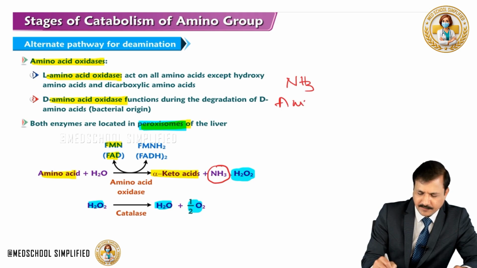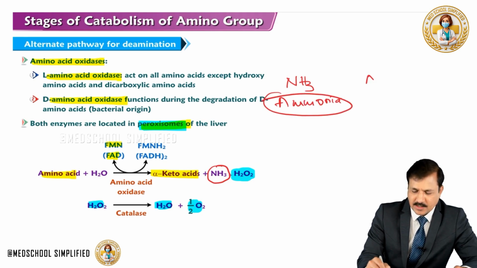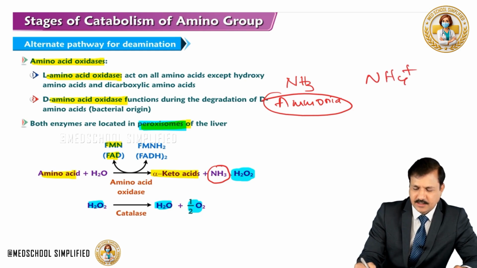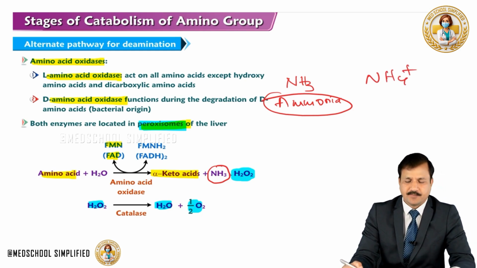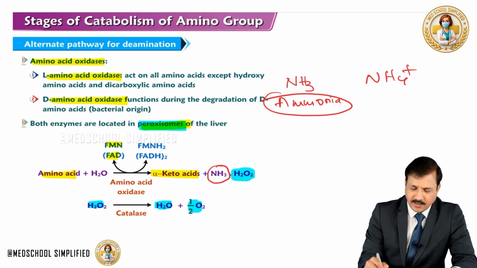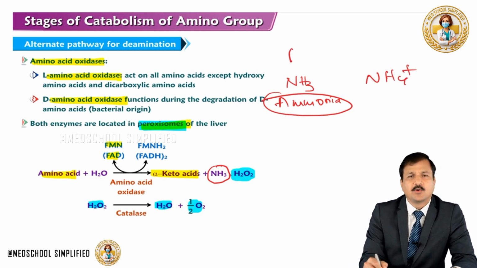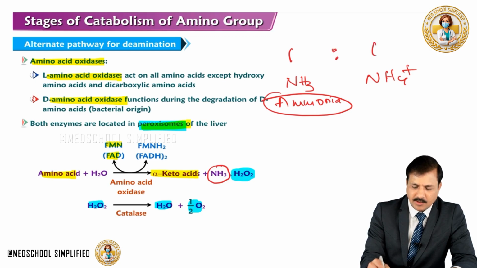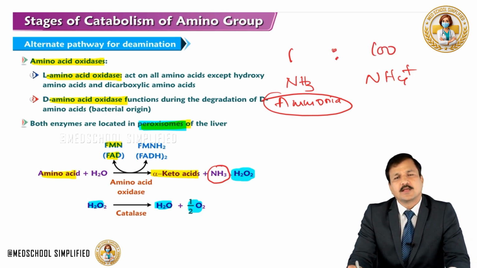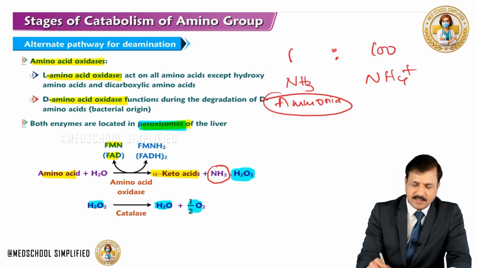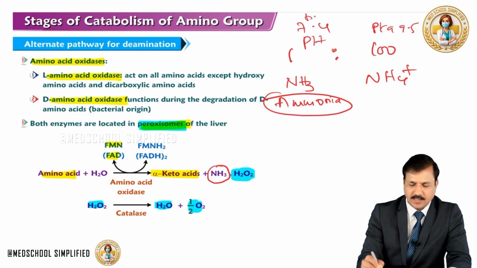This is ammonia. Ammonia is a gaseous molecule, volatile, whereas ammonium ion, NH4+, is an ionized form of ammonia. And in our body, for every 1 molecule of ammonia, there will be 100 molecules of ammonium ion because of the pH-pK relationship. So the pK of ammonium ion is around 9.5 and the pH is 7.4. The pH is 7.4 and pK is 9.5.